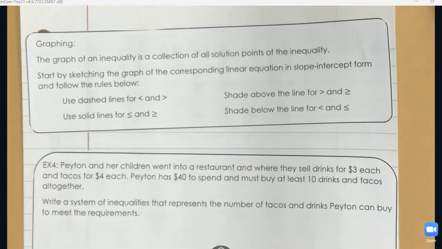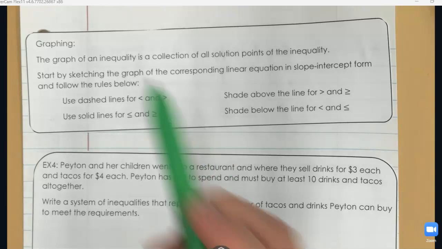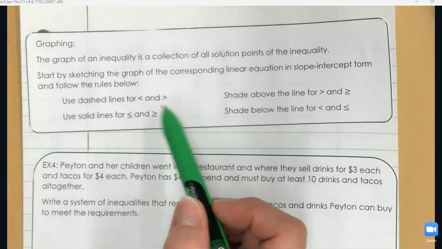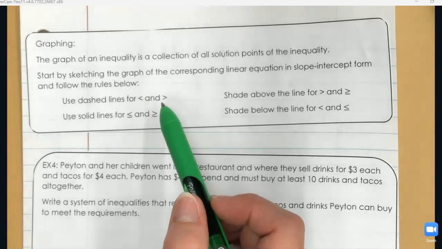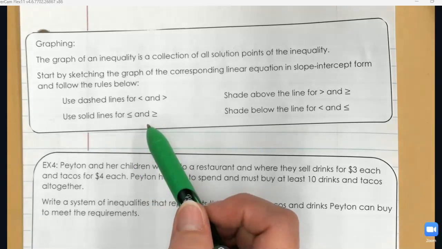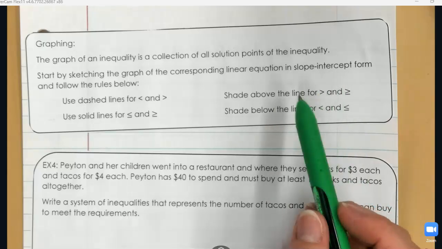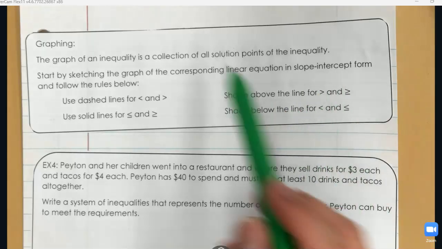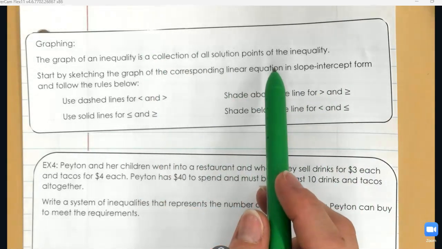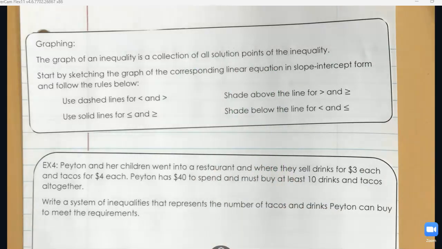Okay, let's talk about graphing. This is similar to graphing lines, but we have some other rules. When we do not underline our inequality, we graph it with a dashed line, and when we do underline the inequality, it is graphed with a solid line. If it's greater than, you're going to shade above, and when it's less than, you're going to shade below. So you're still going to look at your slope and your intercept to find your line, but we are following these new rules for dashed and solid lines and shading.